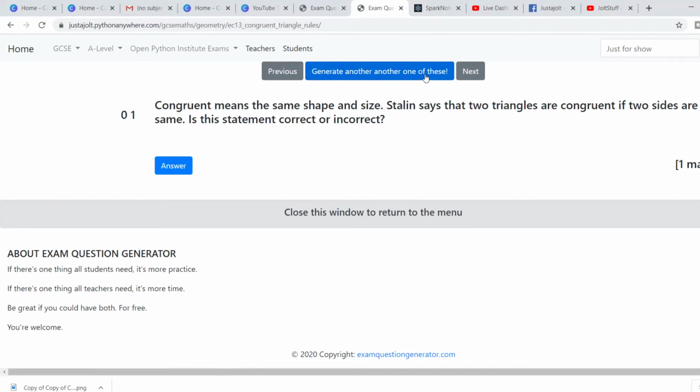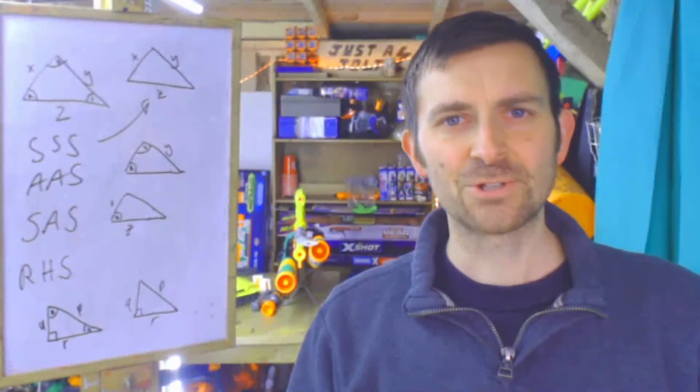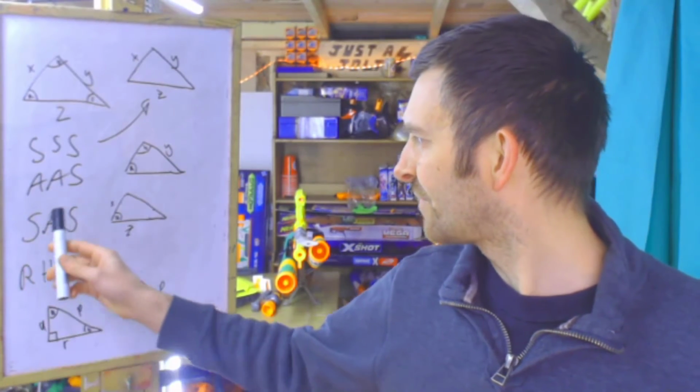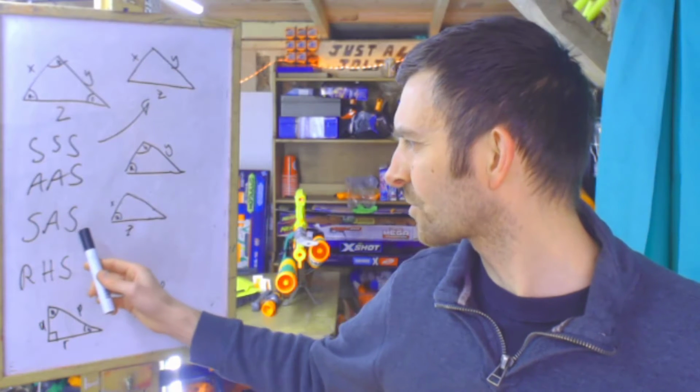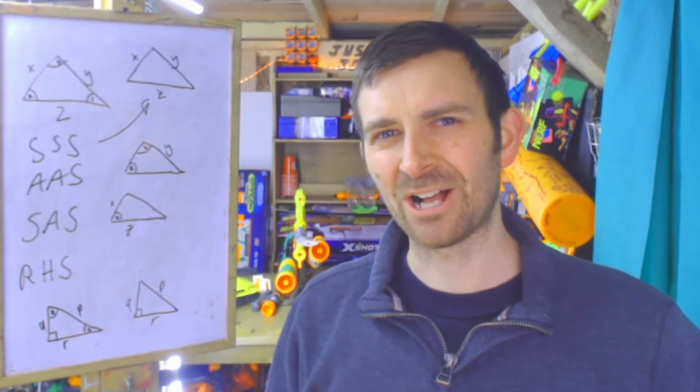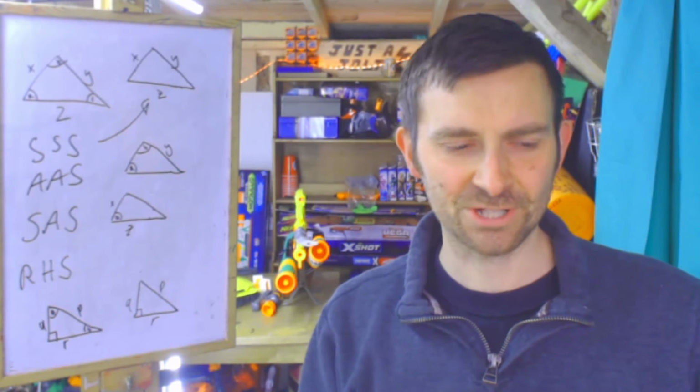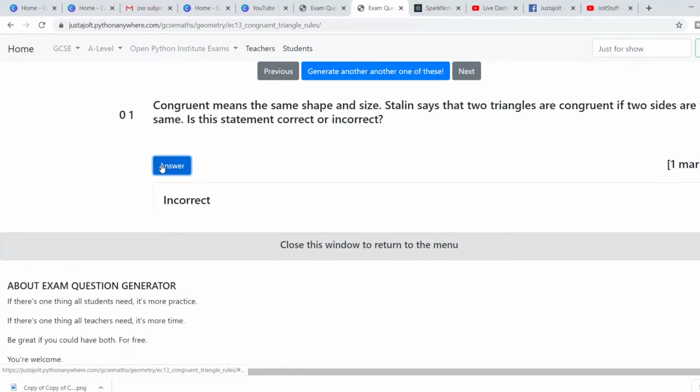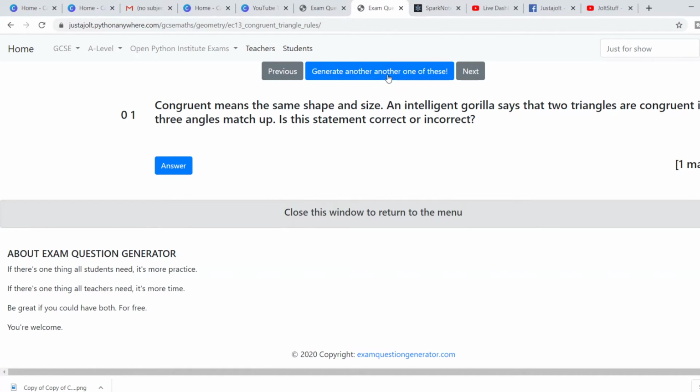Let's have another one. Stalin says that 2 triangles are congruent if 2 sides are the same. Is this statement correct or incorrect? Well, if 2 sides are the same, but we don't know anything about any of the angles there, so 2 of the sides, yes, have got to be the same, but we need to know an angle there as well. Otherwise, it won't necessarily be congruent. So the answer to that is that this statement is incorrect. Let's just take one more.